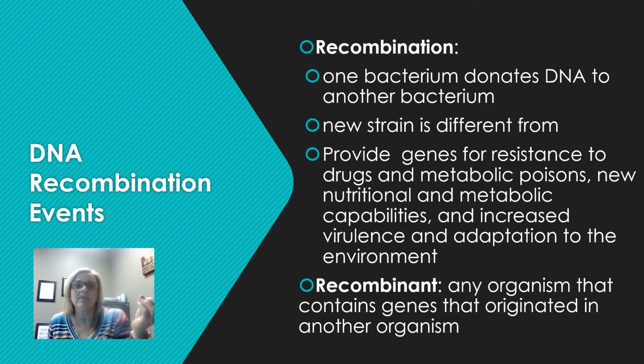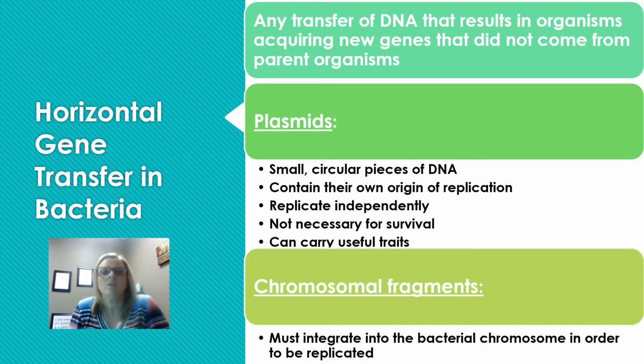So recombinant, that's going to be any organism that contains the genes that actually originated from another organism. So it's going to contain the original DNA molecules plus the other organism's molecules kind of scrambled up or recombined. So horizontal gene transfer, this is the transfer of DNA that allows organisms to acquire new genes, which are not coming from the parent. That would be vertical gene transfer. So this is what we were talking about a moment ago, and there are some other ways to do this.